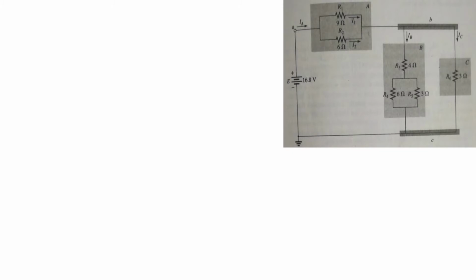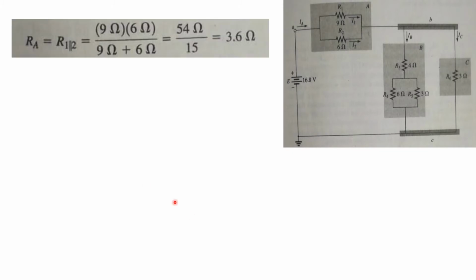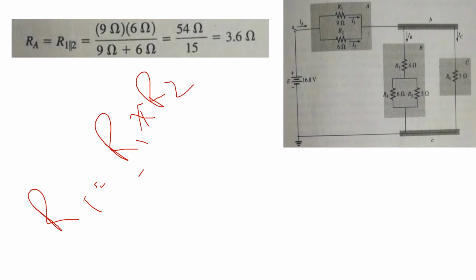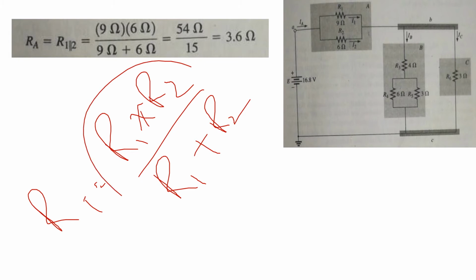You will see from the figure that RA is equal to R1 parallel to R2. Using the special case relation for two parallel resistors, which we studied, RT is equal to R1 times R2 divided by R1 plus R2. So substituting the values, we will get the value of RA, which is equal to 3.6 ohms.